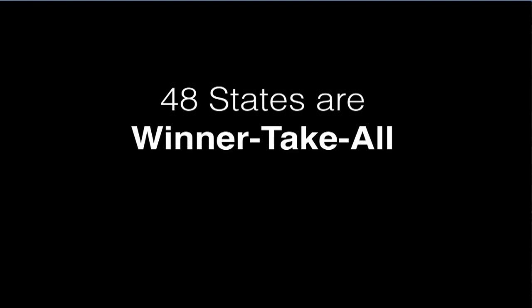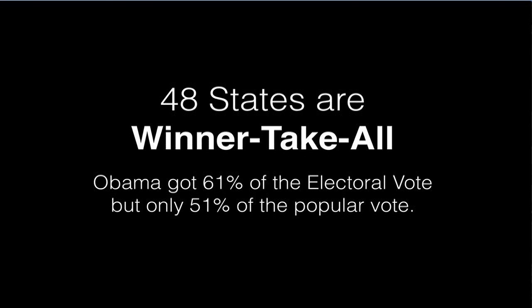48 states are winner-take-all states. Obama got about 61% of the electoral vote, but he only got 51% of the popular vote. Well, how can that be? What if, for example, and I'm going to show you some numbers, they're totally made-up numbers. I'm not trying to predict the election, I'm just trying to make a point.